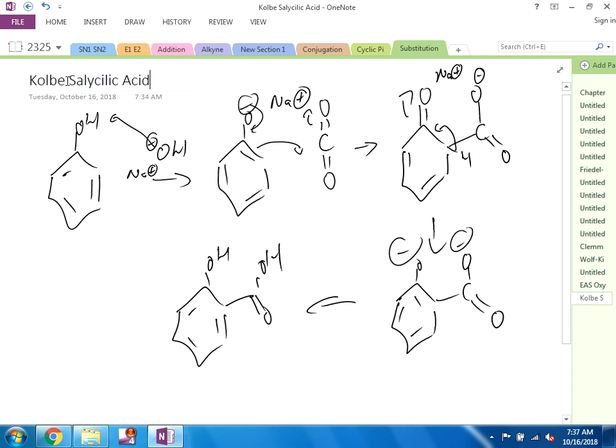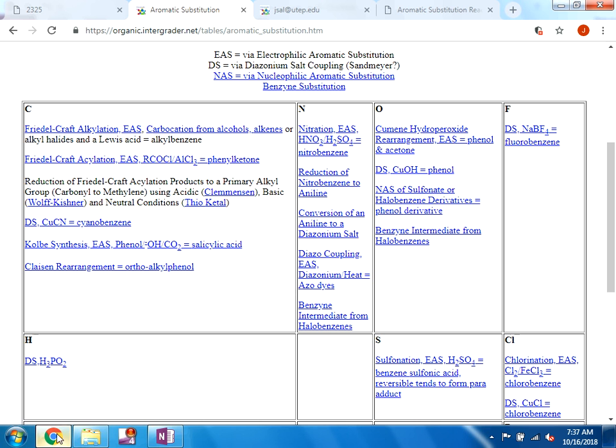And so it's the precursor to what? To aspirin right there, right? Okay, so this is the Kolbe synthesis of that, but technically it's actually electrophilic aromatic substitution. Okay? Okay, so we've gone over all of these. I just showed you the Kolbe. I just showed you how to make a cumene hydroperoxide to do rearrangement right there. And we've done most of these, okay?